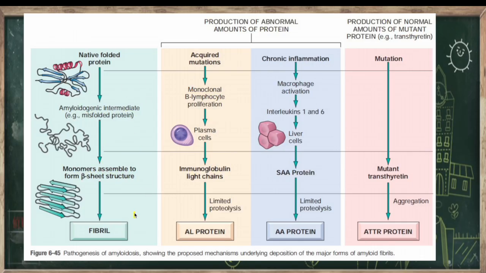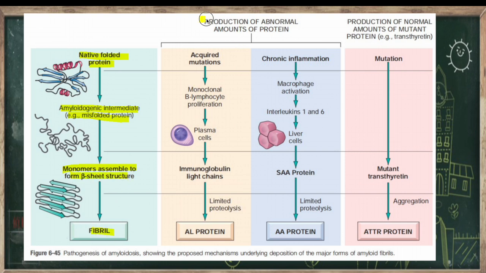Now this flowchart shows the pathogenesis of amyloidosis. As from the previous slide, we have seen that there is a native folded protein. It converts into the amyloidogenic intermediate, that is the misfolded protein. Then monomers assemble to form the beta sheet structure, and finally it forms a fibril.